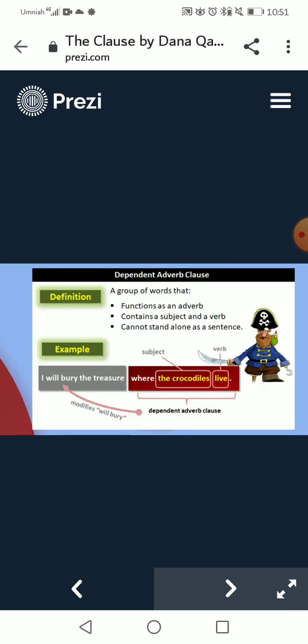Now remember that a dependent adverb clause is a group of words that functions as an adverb, contains a subject and a verb, and cannot stand alone as a sentence. Like you can see here in this example, "I will bury this treasure where the crocodiles live." Now, "where" is the introduction of the adverb clause. It tells you where exactly. So "where the crocodiles live," "the crocodiles" is the subject, "live" is the verb. Together, they are a dependent adverb clause describing the verb "will bury."